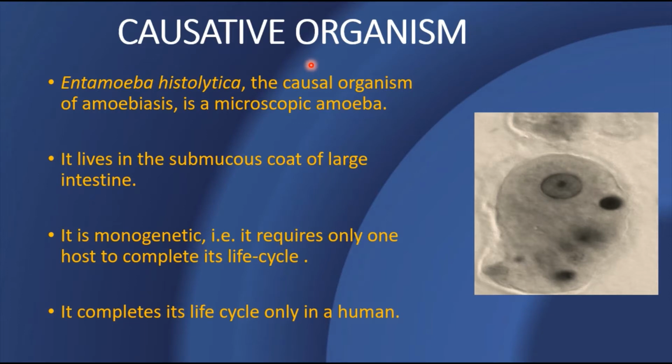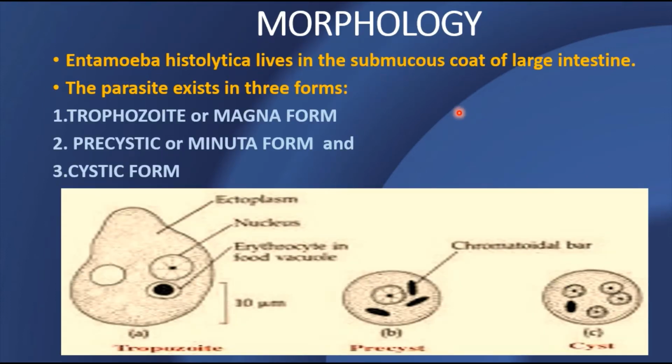Then coming to the causative organism of amoebiasis, Entamoeba histolytica is a microscopic amoeba. Where does it live? It lives in the submucous coat of the large intestine and it is monogenetic. What is meant by monogenetic? It completes its life cycle in only one host, mainly humans, and the other animals act as reservoirs, but they do not show its life cycle. Okay.